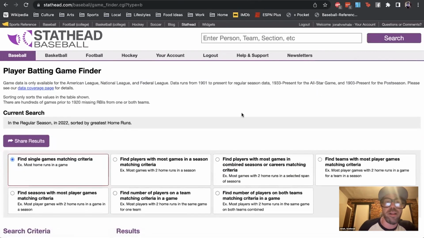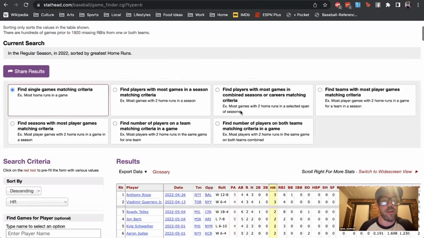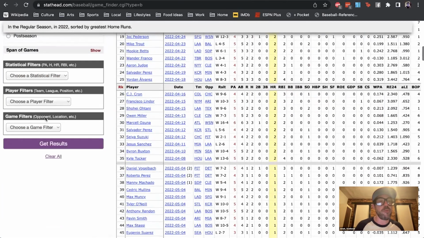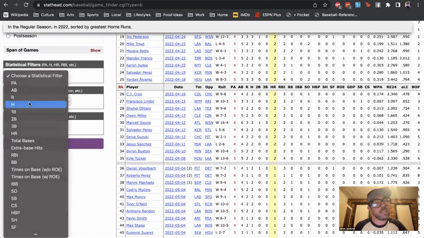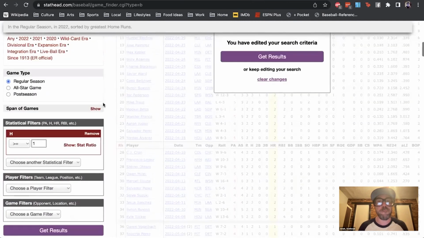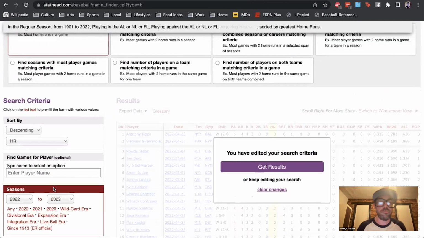So what I'm going to do is go to the player batting game finder. And we're looking for players who had at least one hit. So I'm going to stats filters, hit one. I'm looking for this season, so 2022. And then I'm looking for who did this the most times.